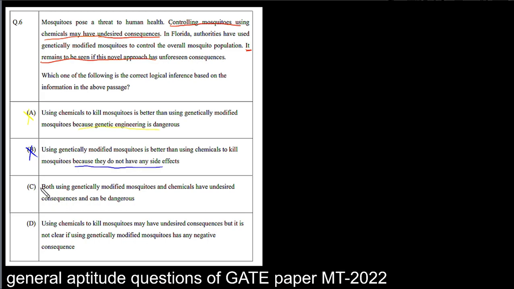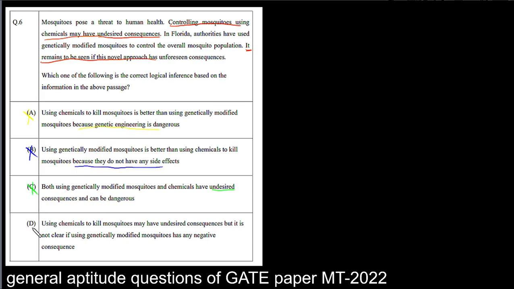Now let's move to option C. Option C says both using genetically modified mosquitoes and chemicals have undesired consequences and can be dangerous. Again, they have declared the reason, because they have said that both the chemical and genetic approaches have undesirable consequences. Again it is wrong.